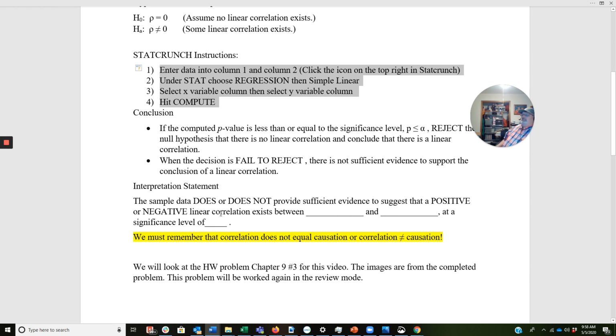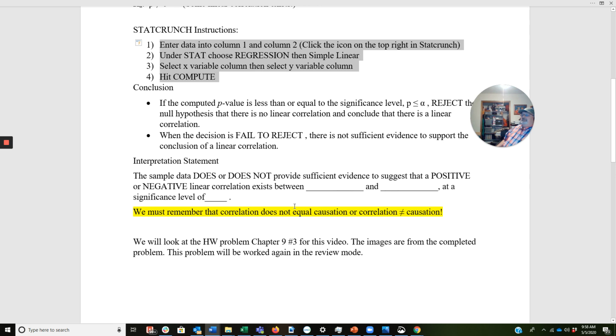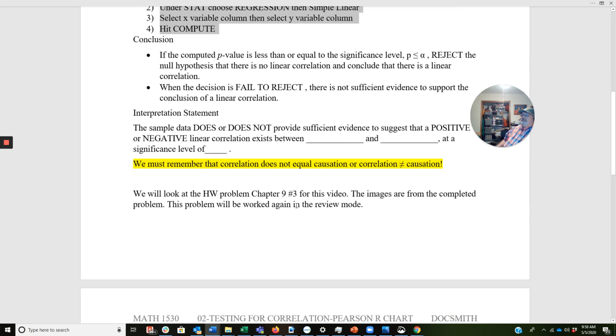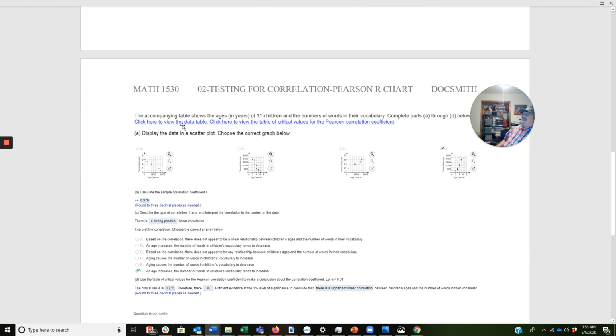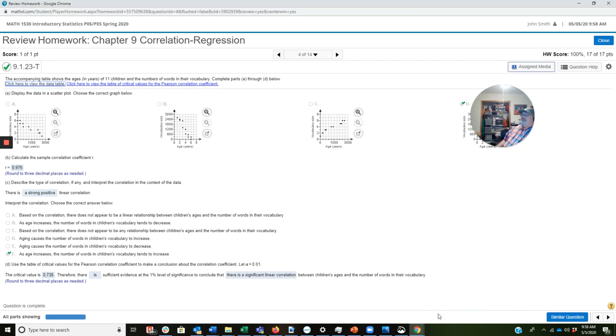So we're going to look at the homework problem from chapter 9, number 3, and the images are from the completed problem. The problem will be worked again in the review mode. So this is what the problem looks like. So let's go ahead and pull our problem back up. The accompanying table shows the ages and years of 11 children and the numbers of words in their vocabulary, complete parts A through D.